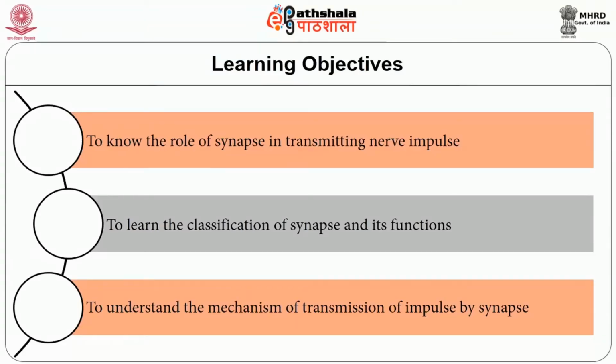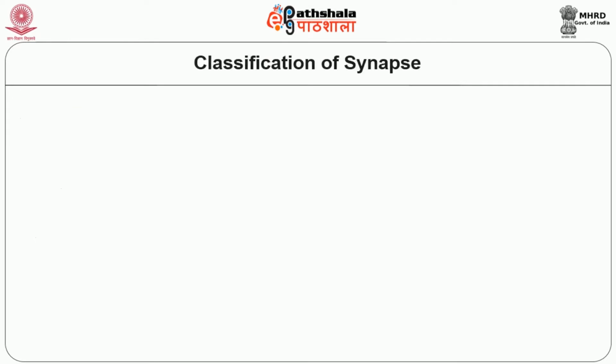Most nerve-to-nerve signaling and all well-known nerve-to-muscle and nerve-to-gland signaling depends on chemical synapses, at which the presynaptic neuron releases neurotransmitter, which acts on the postsynaptic target cell and makes it more or less likely to fire an action potential. After completing this module, you will be able to know the role of synapse in transmitting nerve impulse, to learn the classification of synapse and its functions, and to understand the mechanism of transmission of impulse by synapse. First, let us see about the classification of synapse.